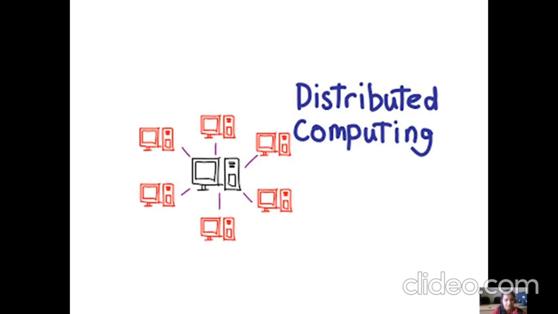There are two types of distributed computing systems: client-server systems and peer-to-peer systems. In a client-server system, the client sends a request for a resource, and whatever resource he is requesting, the server provider will provide it.